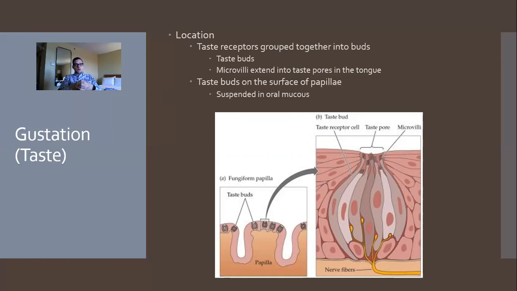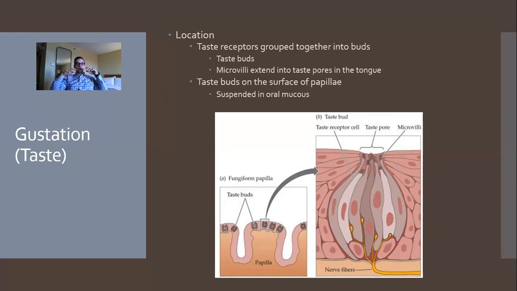Now, those taste buds are housed in these protuberances on the surface of your tongue. When you look at your tongue, you'll probably notice that it's got all these bumps, just tons and tons of bumps. Those bumps are papillae. Embedded in the surface of those papillae, you've got your taste receptor cells, bundled together in buds, and they have their microvilli with the receptor sites extended up into the pores on the surface of your mouth.